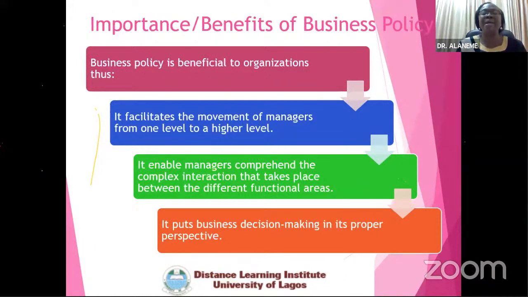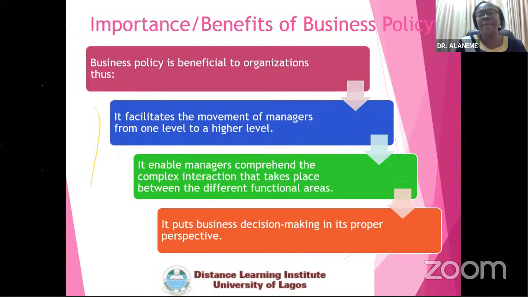Now, what is the importance of business policy? What are the benefits you derive from business policy? Business policy is beneficial to organizations in the following ways. It facilitates the movement of managers from one level to a higher level. What do you mean by that? An organization without policy will not have a promotion policy or rule or guidelines. You can't move as a manager probably to, how do I put it, a general manager if there is no policy. So your ability to move from one level to a higher level or to another level is as a result of the policies of the organization that will be followed.